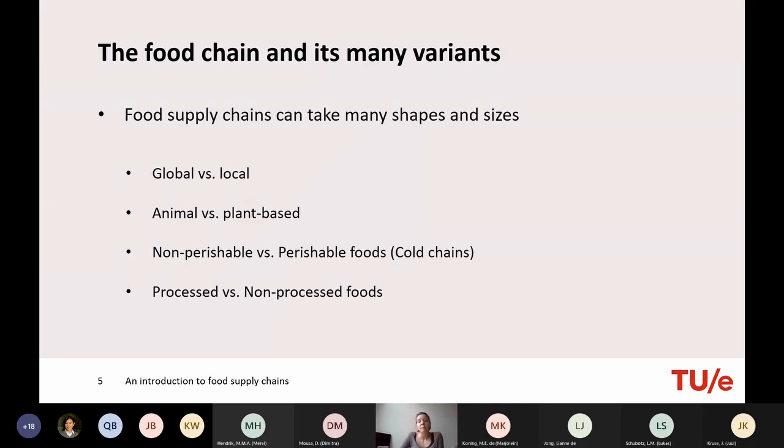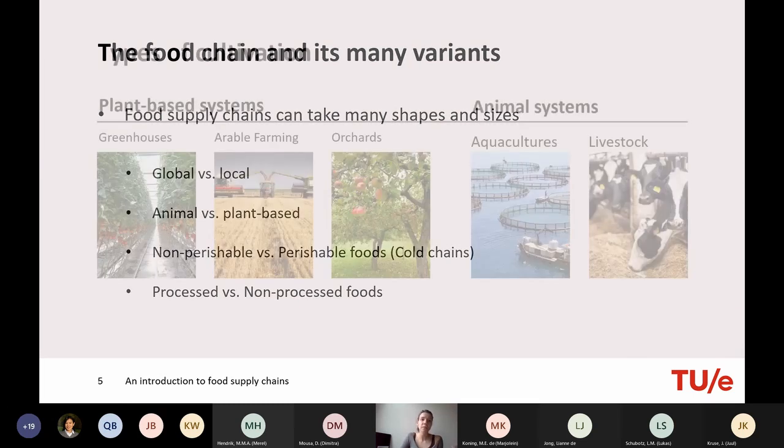And then we can differentiate between non-perishable versus perishable foods. For perishable foods, we often require cold chain technology to ensure that the quality doesn't degrade very quickly. And then we can differentiate between processed versus non-processed foods, where some vegetables are directly delivered from the farm and we can consume them, and other things have to be processed first. So there are more activities involved in that process.